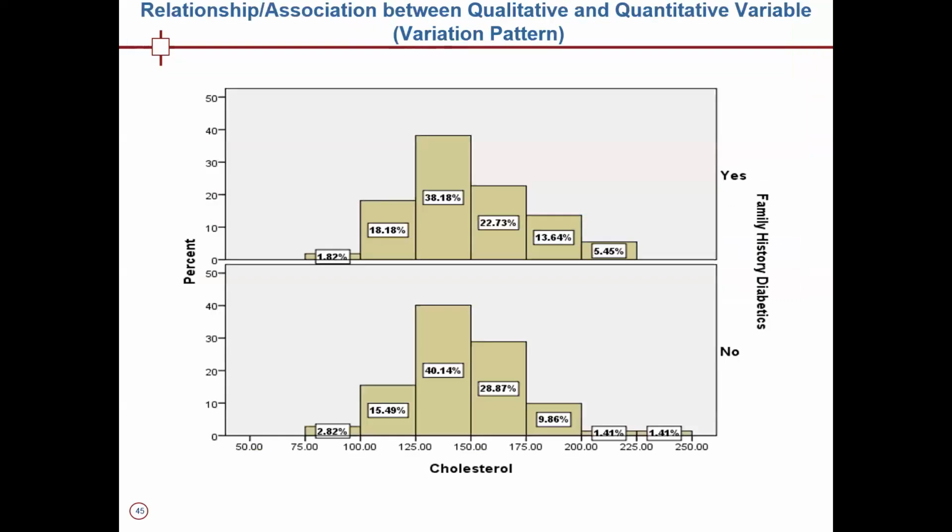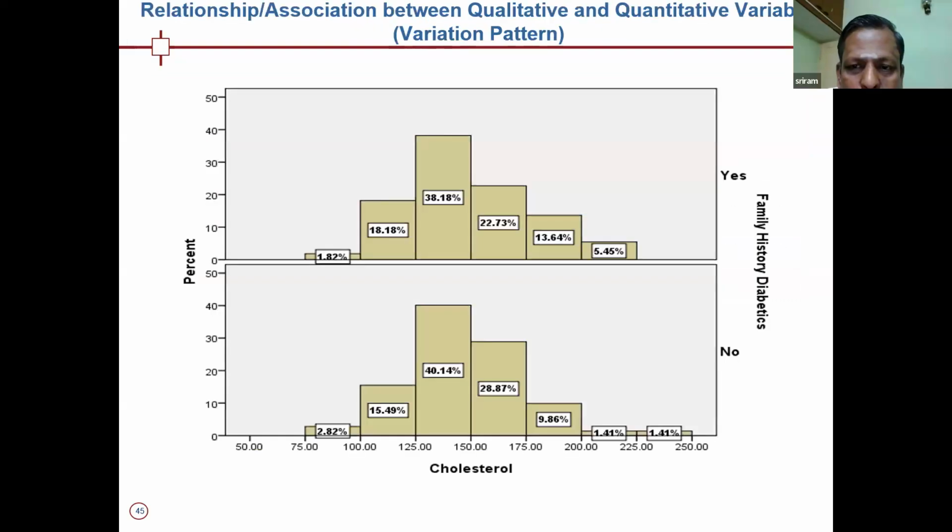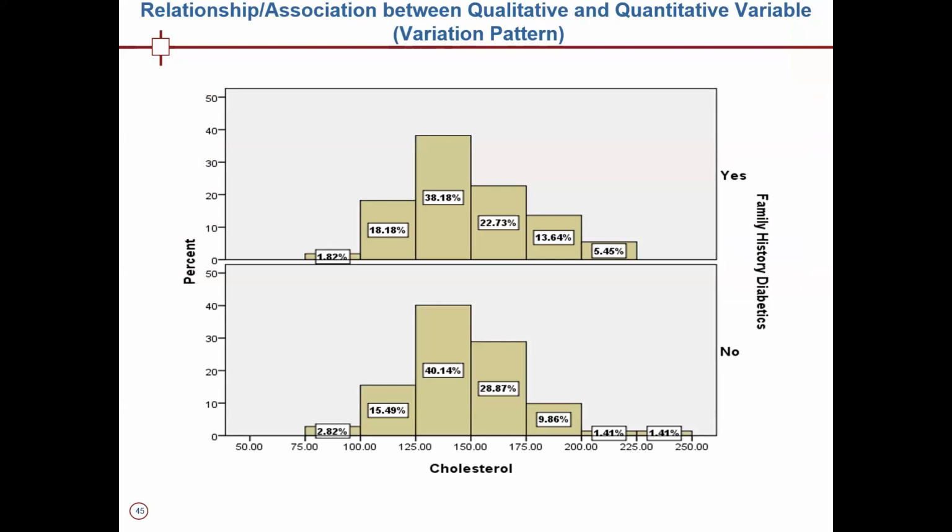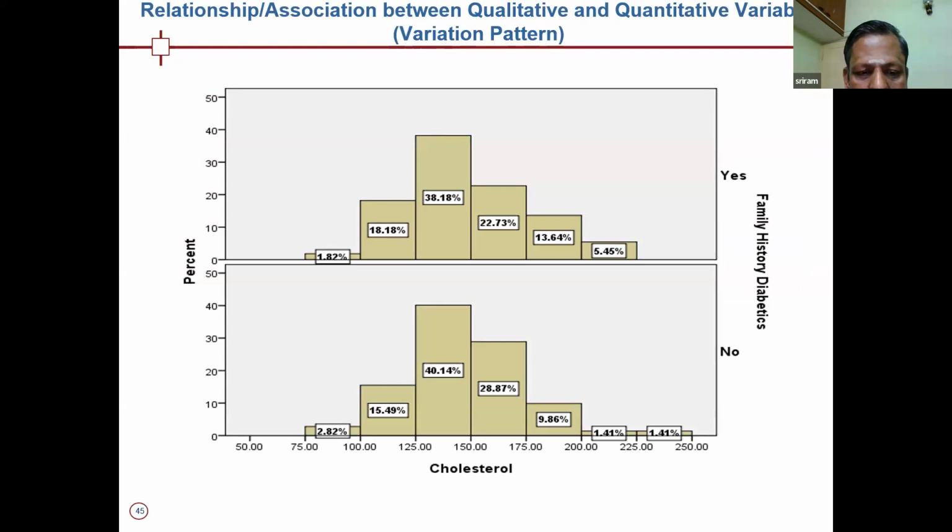If you picture it as a histogram, when there is one qualitative variable and one quantitative variable, you can show it as a histogram. Look at the histogram, almost the same, right? Percentages are almost the same. This is a range actually: 75 to 100, 100 to 125, and so on. In each range, how many people are there? For example, take 75 to 100 cholesterol, 2.82% of samples are in 75 to 100.